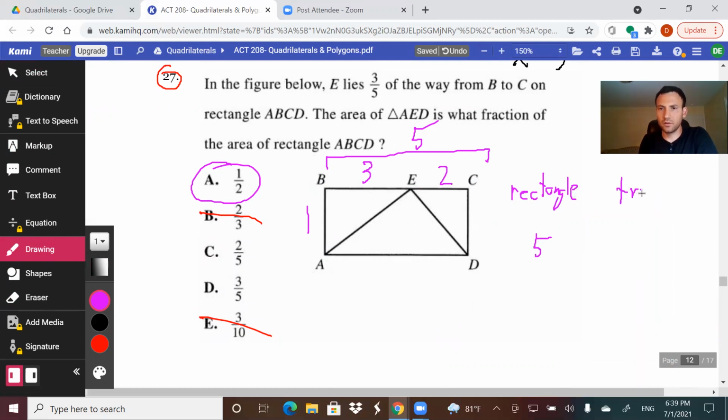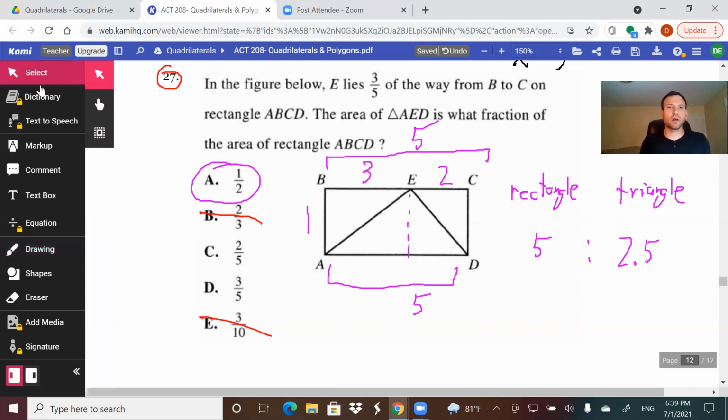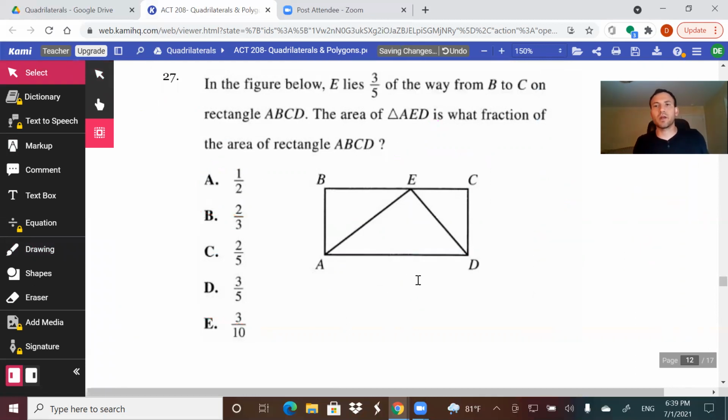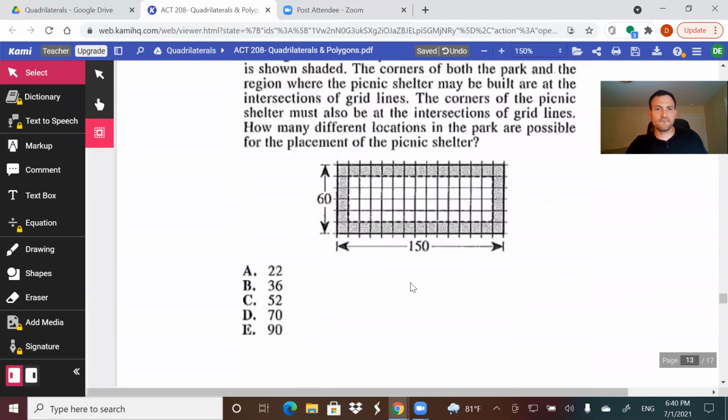The triangle would be 5, right, for the entire base. 5 times 1 divided by 2 would be 2.5. So sometimes when you're dealing with proportions and you're not sure what you're looking at, it helps to throw in numbers just to get a sense of what's going on. At the very least, it will help you better understand the problem. So don't be afraid to try that.